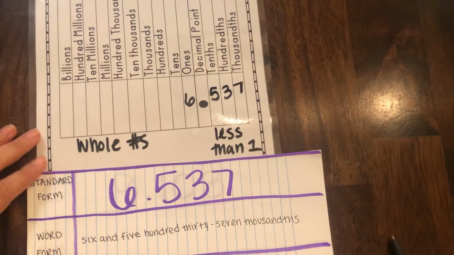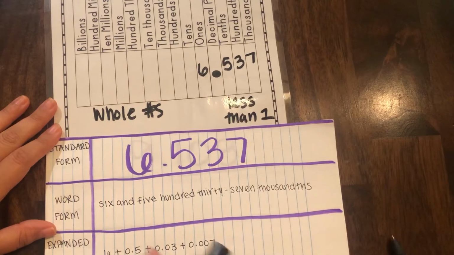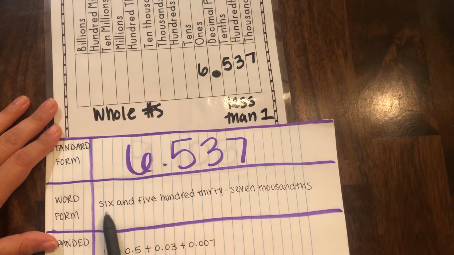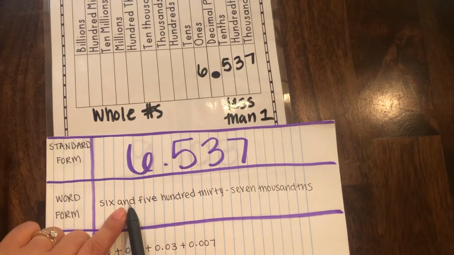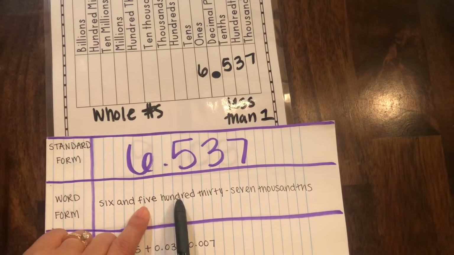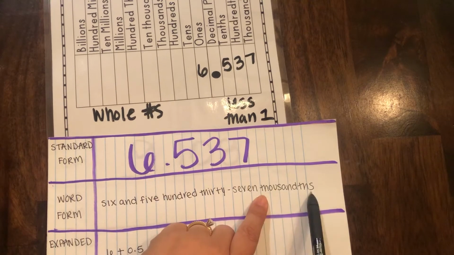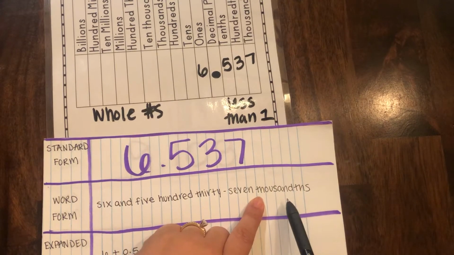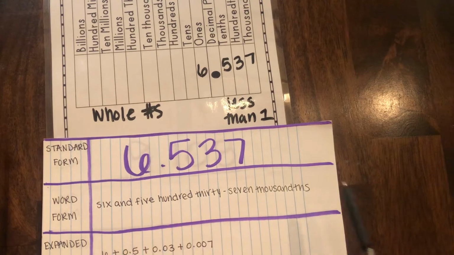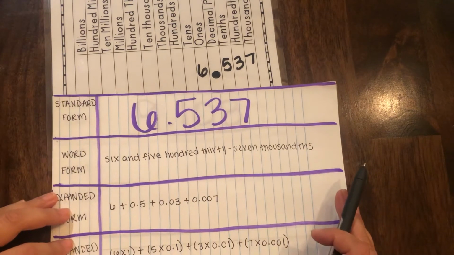Okay? So now let's use that same format to write our word form. So we have 6 and represents our decimal, 537 thousandths. So if you notice, I have THS at the end, thousandths. Okay? Then we have our expanded form.